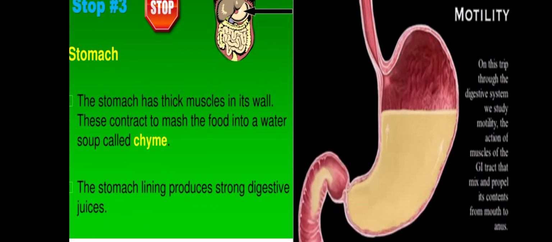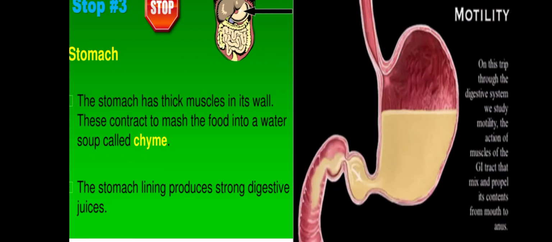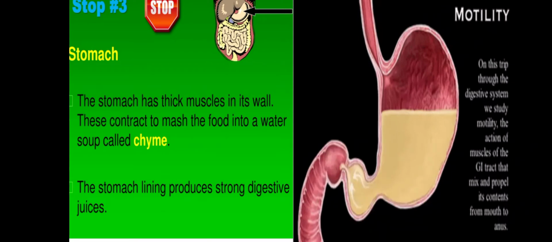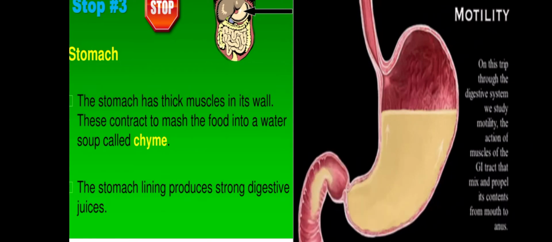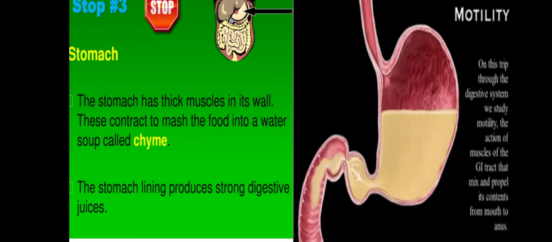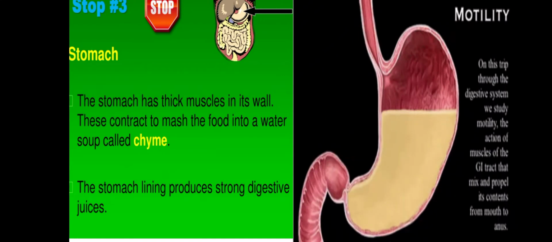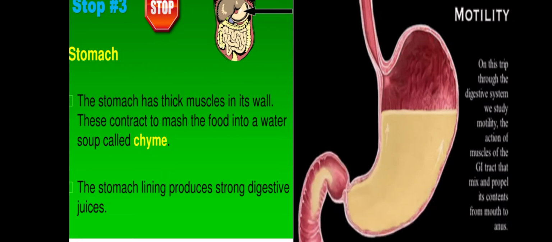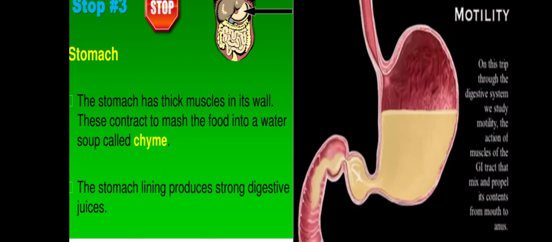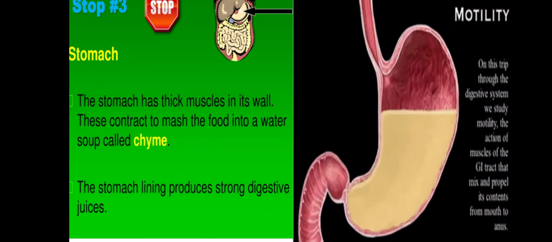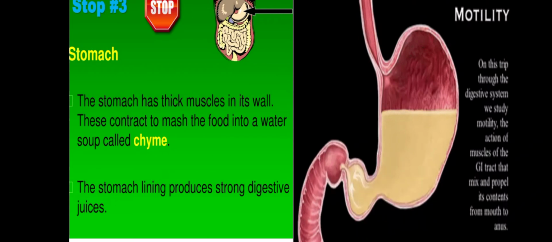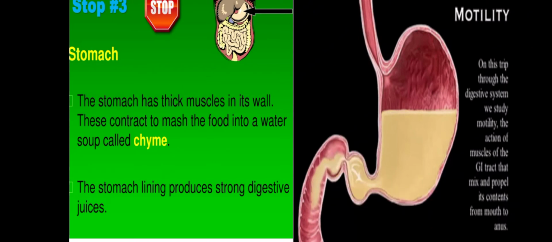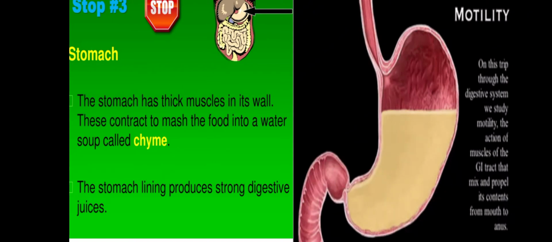Next topic is the stomach. Now the food, after passing through the esophagus, reaches the stomach. The stomach has thick muscles in its wall. These contract to mash the food into a watery soup called chyme. The bolus, when it reaches the stomach, changes to chyme. The stomach lining produces strong digestive juices. A simple example would be hydrochloric acid or HCl.